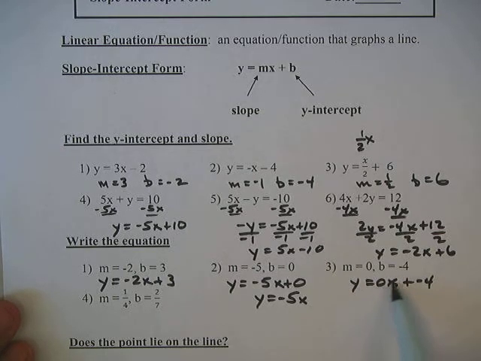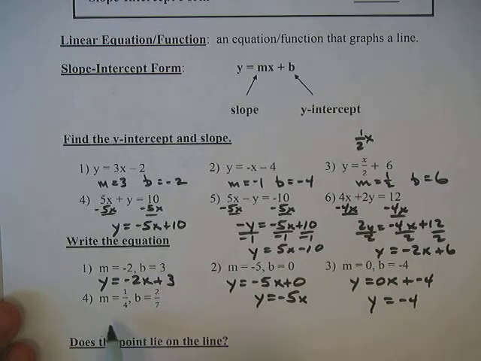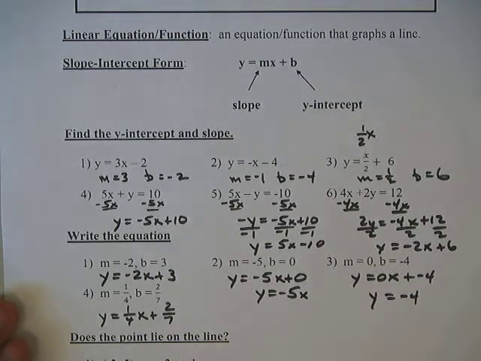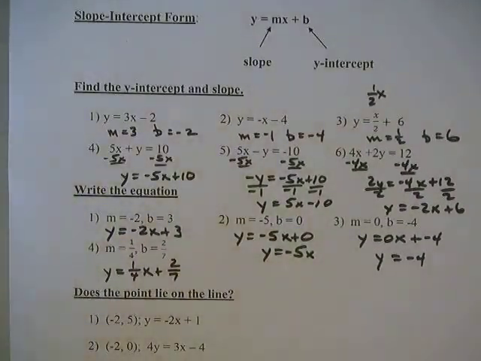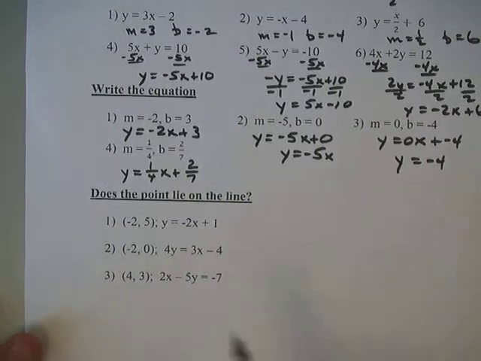This one would be y equals 0x plus negative 4. And again, that's useless. You don't need that, so that's y equals negative 4. The bonus question here is, what kind of line is this? And that would be a horizontal line. Anytime you have slope 0, it would be a horizontal line. Last but not least, fractions, don't let those worry you. Y equals 1/4 x plus 2/7. Okay, hopefully that all makes sense so far.